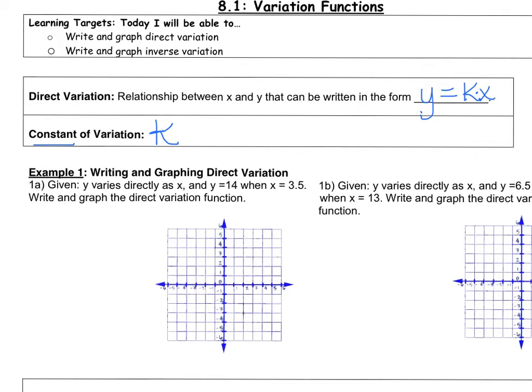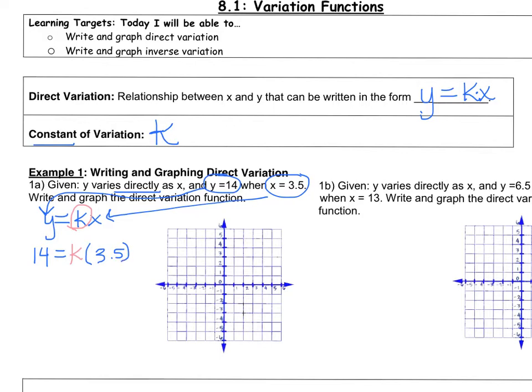So in order to write an equation for the first one, it's a direct variation because it says y varies directly as x, so we're going to use the equation we just wrote down, y equals kx. Our job is going to be to figure out what the constant is. So what we're going to do is take the 14 for y and plug it in, and we're going to take the 3.5 for x and plug it in. That way we can solve for k. So we're trying to figure out what that constant is.